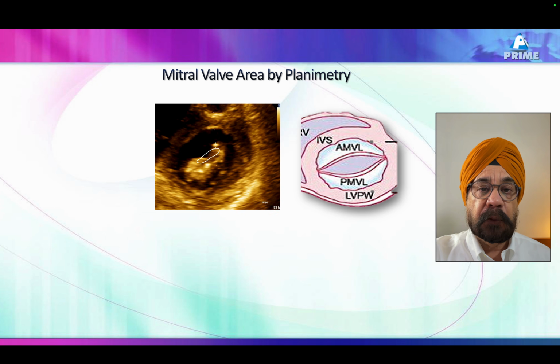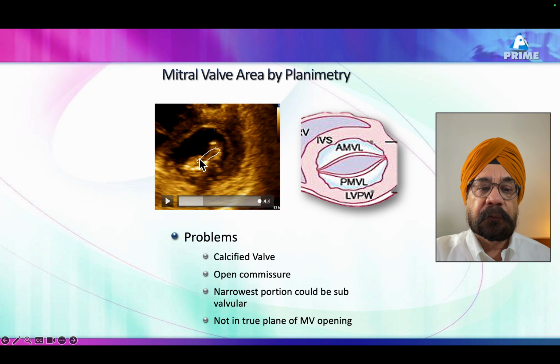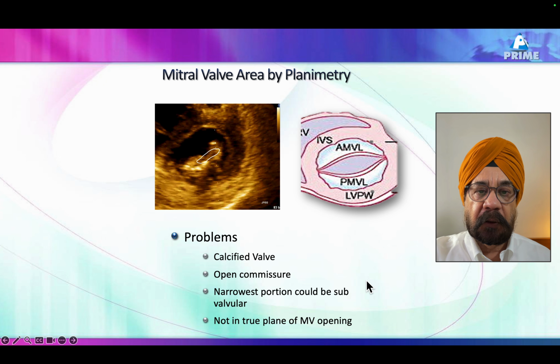Obviously there are certain limitations there. For example, if you have a lot of calcification, the mitral valve not only becomes irregular, the calcification also casts shadows, so the other part of the mitral valve is not clearly seen. You might have open commissures after balloon mitral valvuloplasty. Then you can see the mitral valve commissures are open, and it becomes difficult to trace those commissures to make an accurate assessment of the mitral valve area by planimetry.